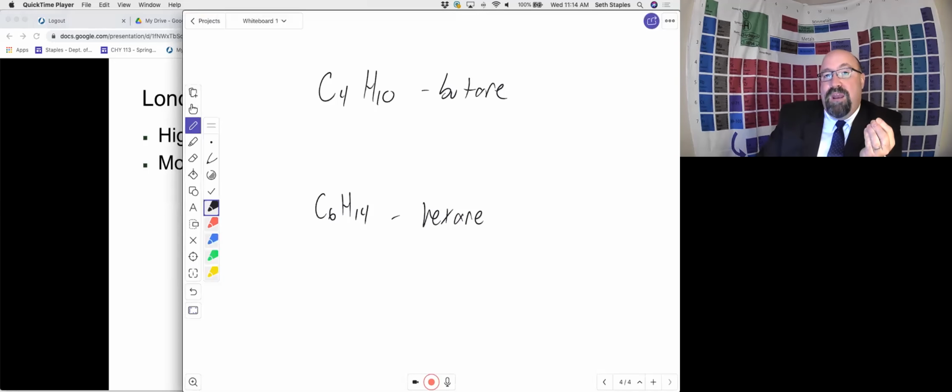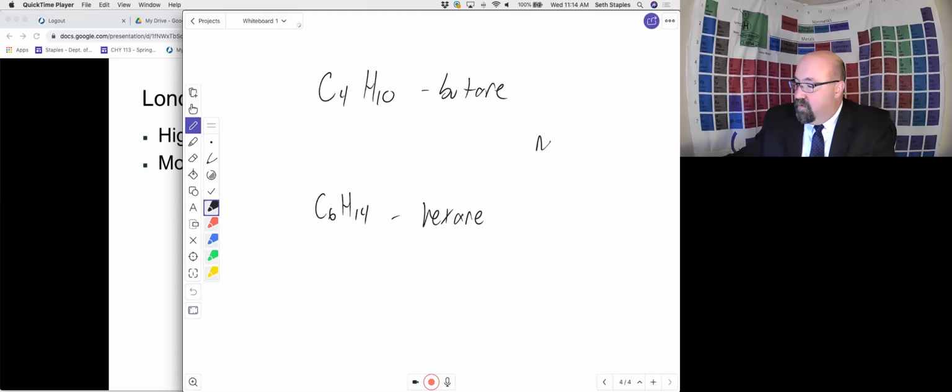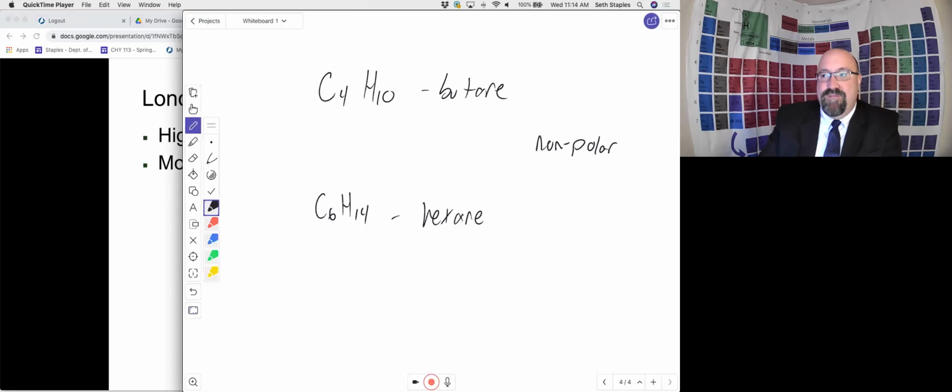Now, these are both made up of just carbon and hydrogen. So we know that both of these compounds are nonpolar because there's not enough of an electronegativity difference between carbon and hydrogen to form a polar bond. So these are both completely nonpolar molecules.